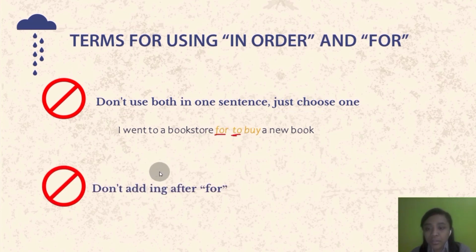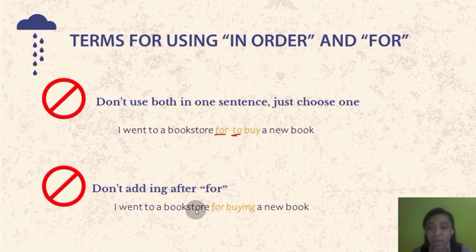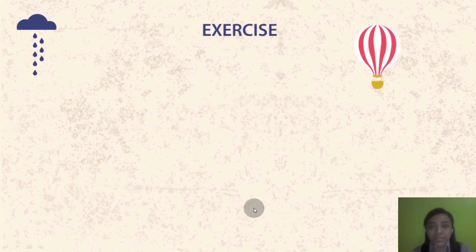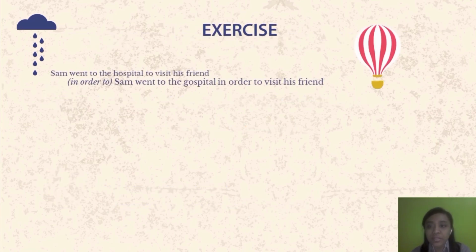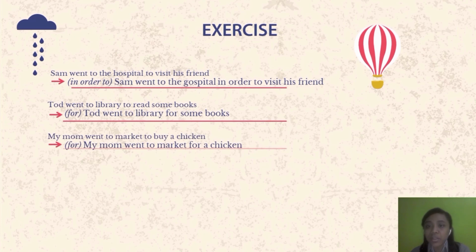The second rule: don't add ing after for. "I went to a bookstore for buying a new book." Ing is wrong. So I have some exercises. Sam went to the hospital to visit his friend. If we use in order to, it becomes: Sam went to the hospital in order to visit his friend.